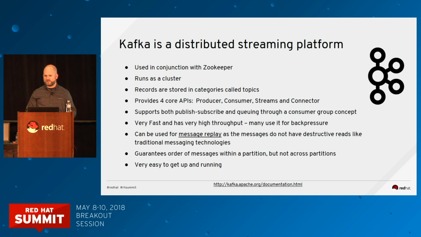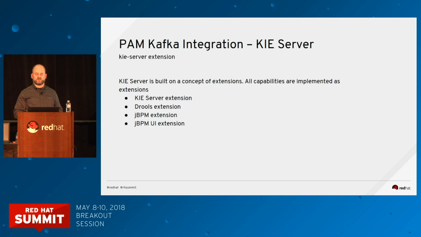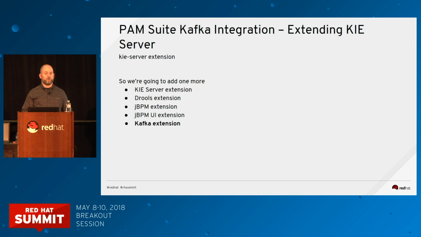For this demonstration, the event stream is Kafka. So this is our event broker. Out of the box, Process Automation Manager does not have direct integration with Kafka, but what it does have is a highly extensible architecture, and we're able to add these capabilities in. So out of the box, the KIE server, which is your runtime environment for your processes, already has all of its capabilities defined as extensions. The rules runtime, the process runtime, monitoring, all of that is built in as separate extensions. So we're going to add one more, a Kafka extension, that will allow the runtime to interact with the event stream.